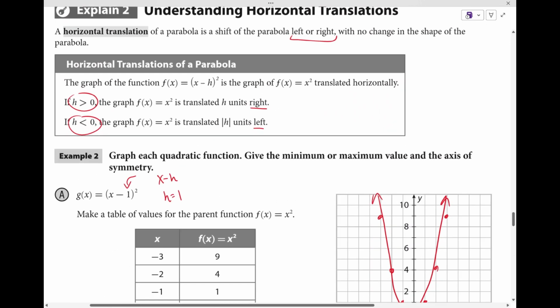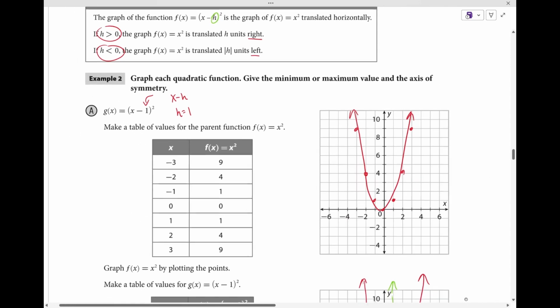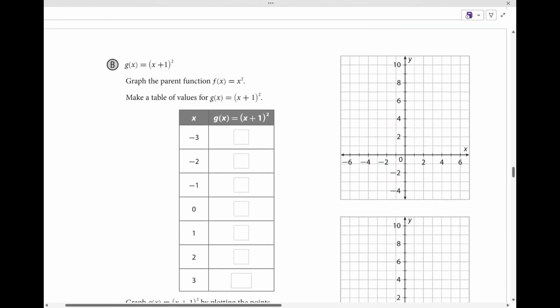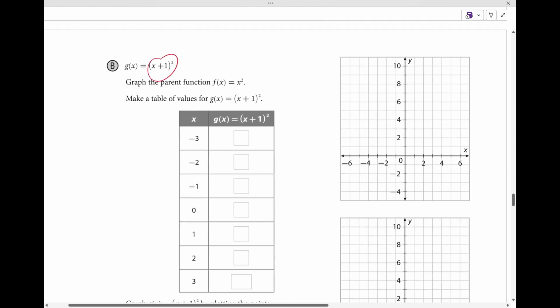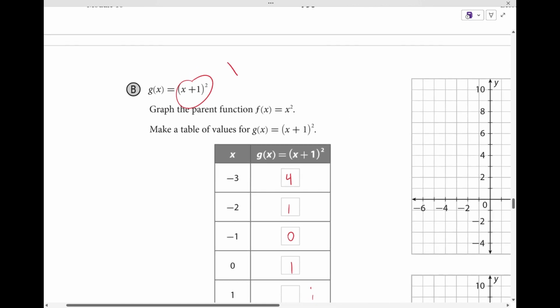Again, double check your h value. It's going to be minus h, so your h is going to be the other sign. So x minus 1, h is 1. This one you definitely need to do practice on. Like here, x plus 1. If you're looking at the h value like it showed earlier, x minus h, my h value here has to be negative 1 in order to make it x plus 1.